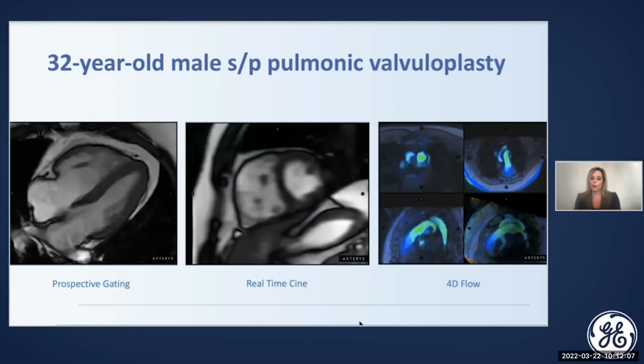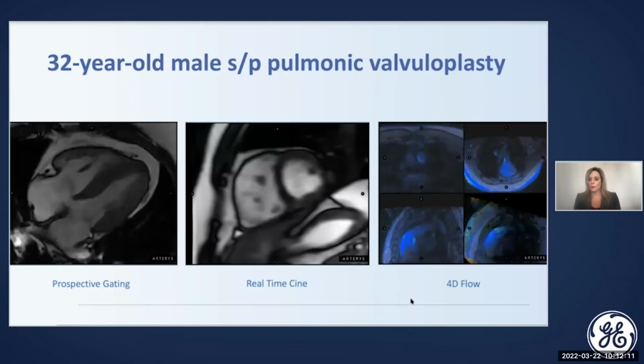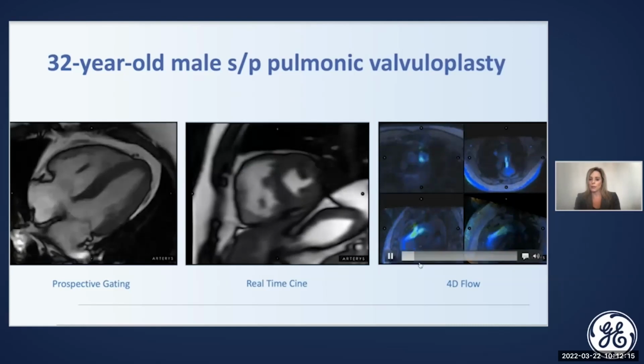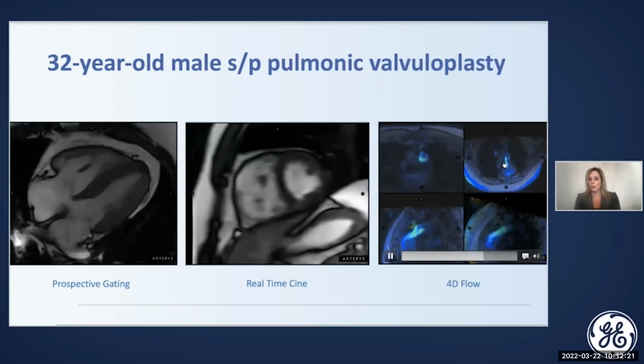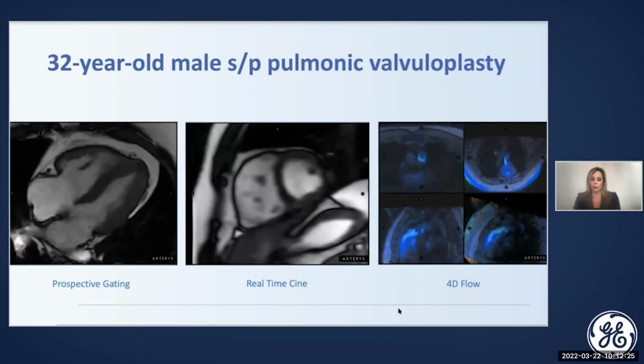And I think it's important to remember that our flow images, our 4D flow acquisition, will also be affected by any arrhythmias, as we can see here with the image quality in this 4D flow images. But I do think we can still appreciate that we have pulmonic regurgitation, and we would be able to calculate the regurgitant fraction.